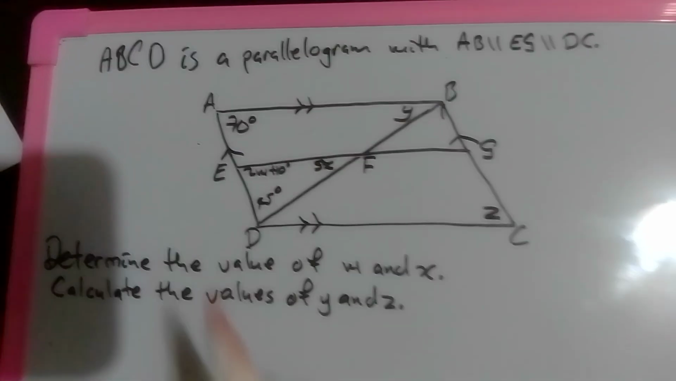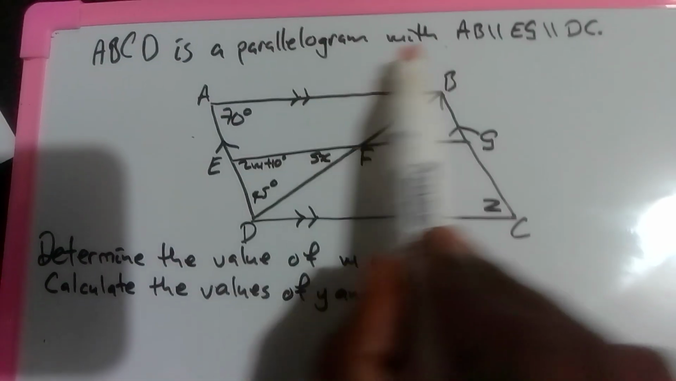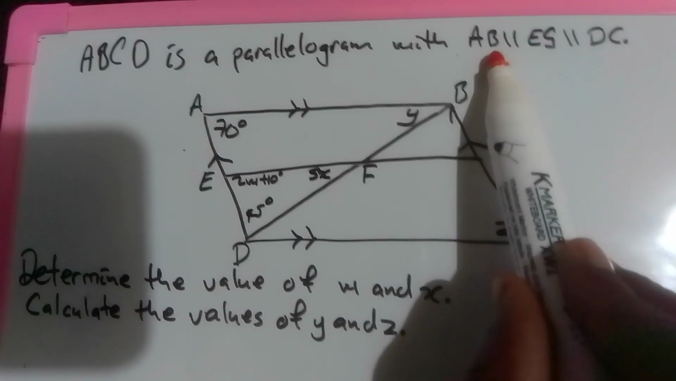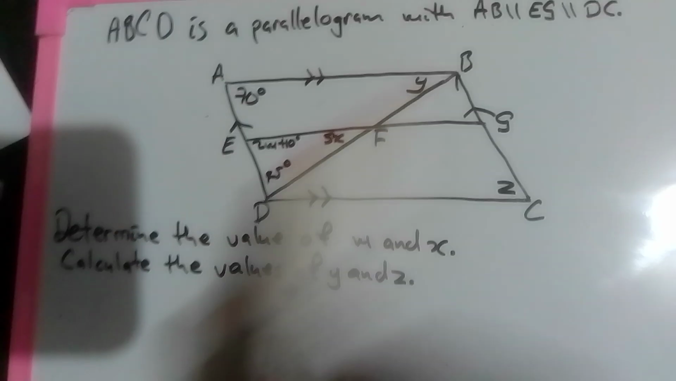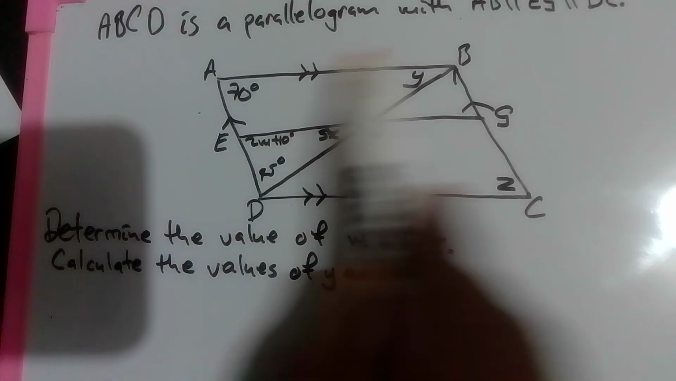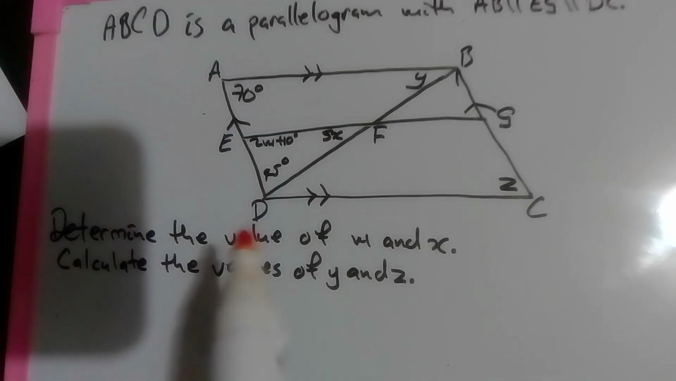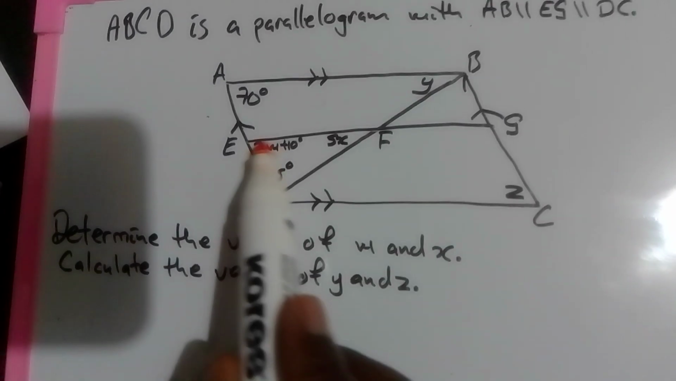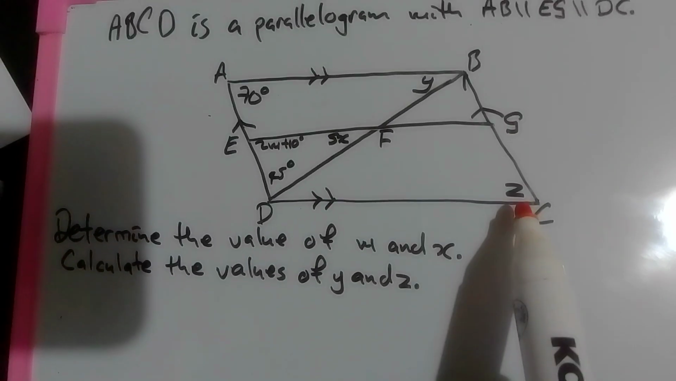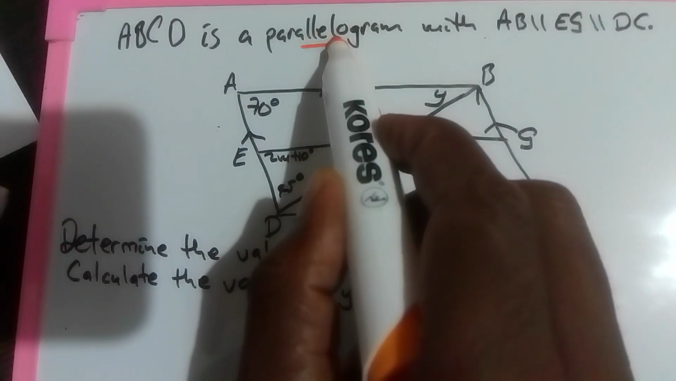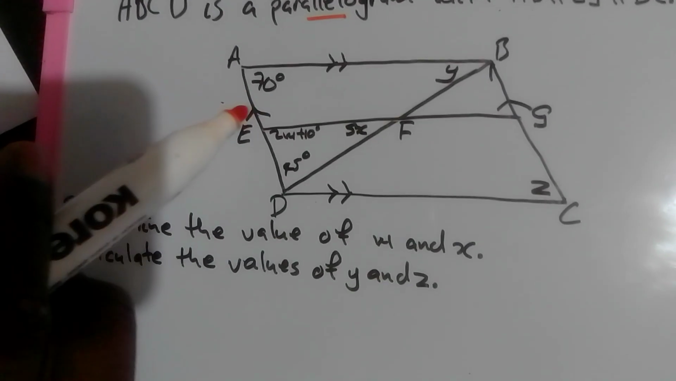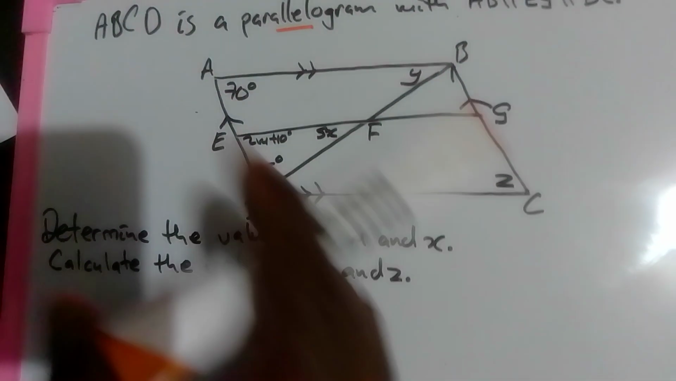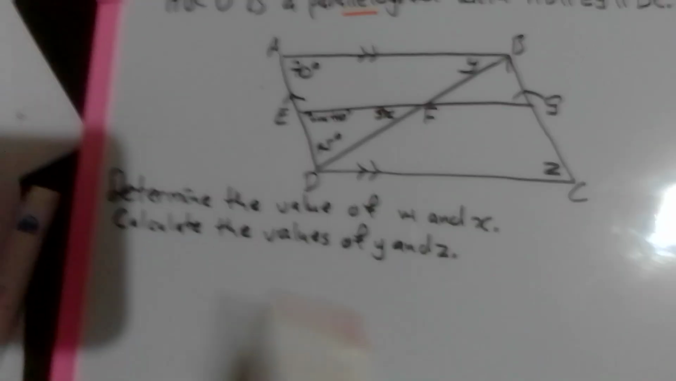The next question reads, ABCD is a parallelogram with AB parallel to EG and EG parallel to DC. So these 3 lines are parallel to each other. If we come to the diagram, we see that we've got ABCD. I see the parallel lines which we were given: AB, which is parallel to EG, which is parallel to DC. And we were told that this is a parallelogram. Observe next to point E, there is a marking which shows that line AD is parallel to line BC.